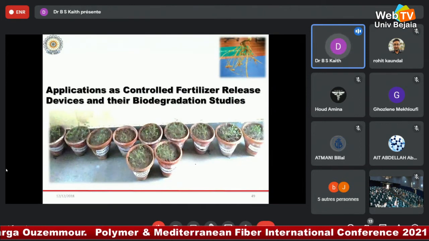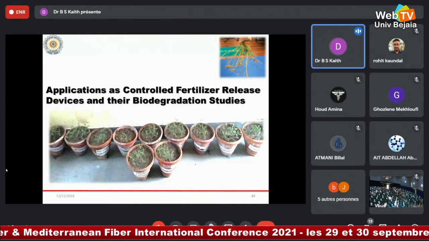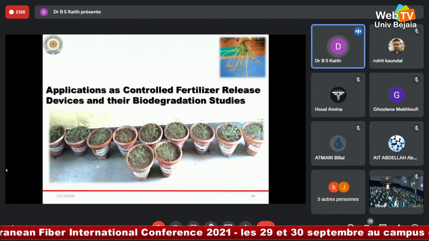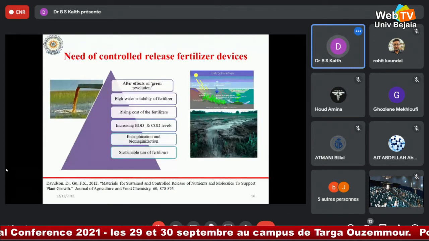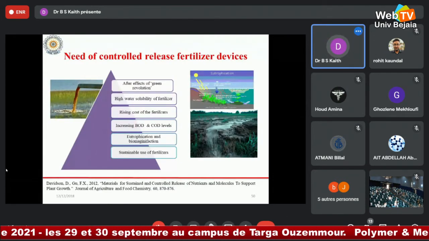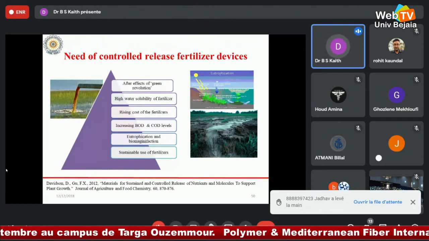Another, we did controlled use of agrochemicals for the plants. These studies were carried out in our laboratory. And before coming to that, the need for controlled use of fertilizer devices.